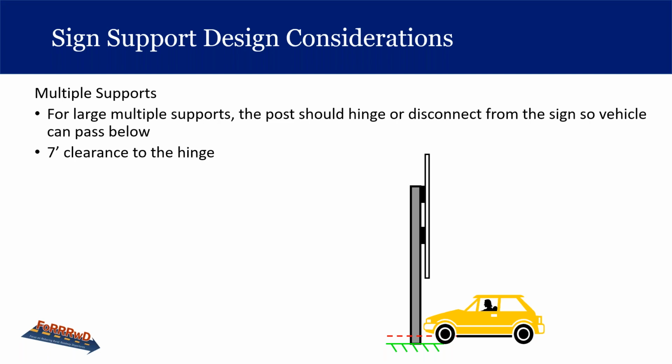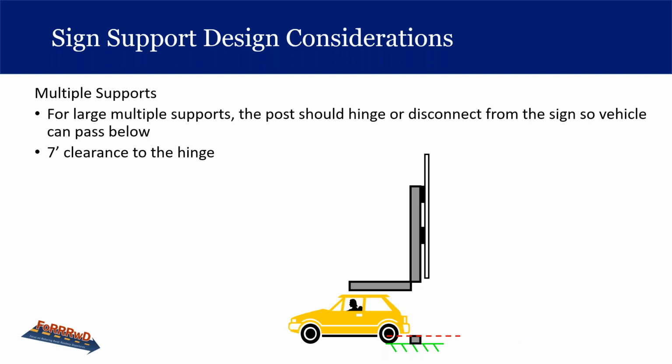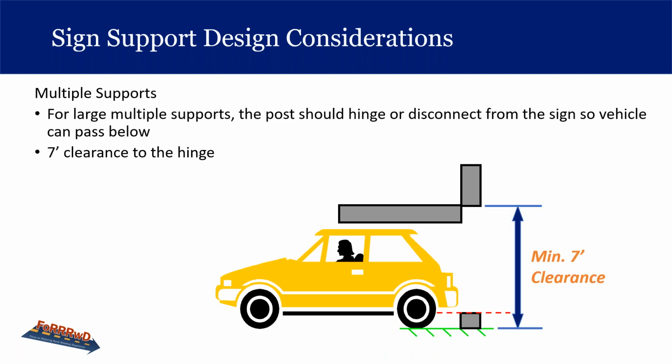And then for multiple supports, large signs with multiple supports also need to have a breakaway mechanism at the base and a hinge just beneath the sign panel. The hinge is located at least 7 feet above ground level so that a vehicle can travel underneath the sign panel. So keep in mind that this clearance height is measured from the ground level at the post and is different from the MUTCD requirement, where you need at least 5 feet from the top of pavement to the bottom of the sign for legibility.